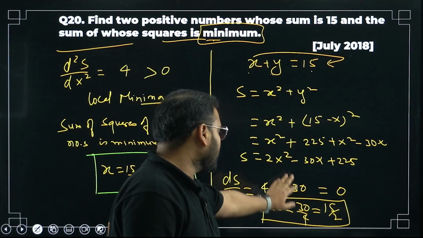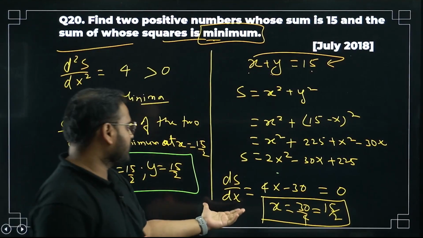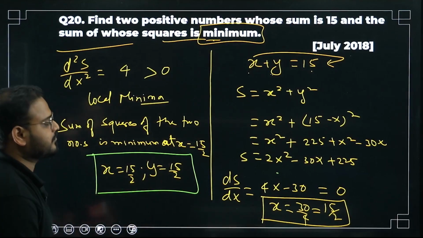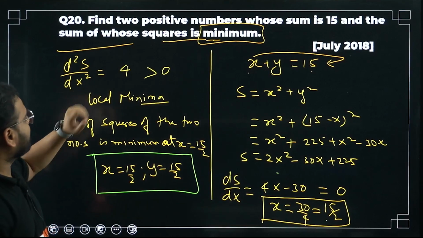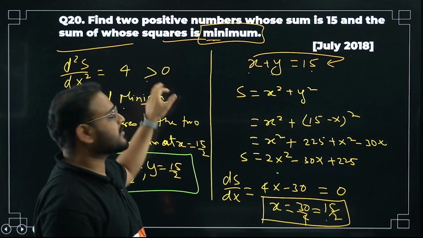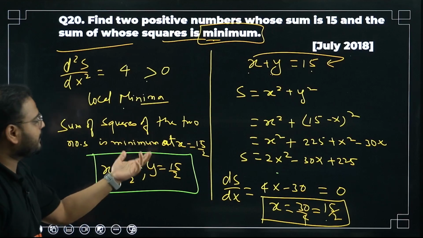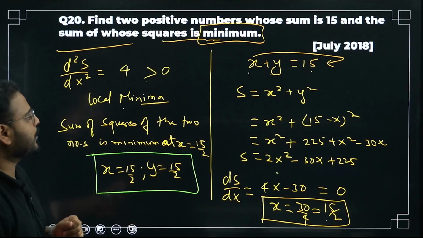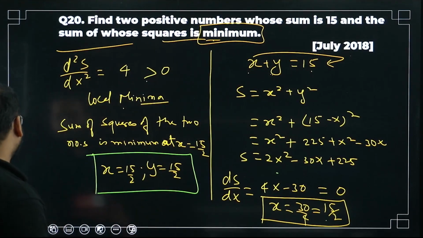We just have to form the expression for the sum of the squares, and then minimize it using the first order derivative test. We get the critical point, 15 by 2. Then the second order derivative test comes out as local minima because it's positive. So the critical point becomes local minima. Hence the minimum occurs at x equals 15 by 2, y equals 15 by 2. The two numbers are 15 by 2 and 15 by 2.